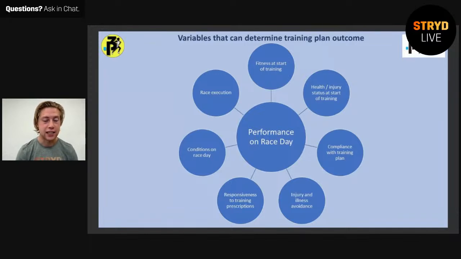I'm going to be diving into each of these 6 factors: race execution, fitness at start of the plan, health and injury status at start of plan, compliance with training plan, injury and illness avoidance, responsiveness to training prescriptions, and conditions on race day. We'll look at these 6 factors and see how each of them individually contributed to performance on race day.